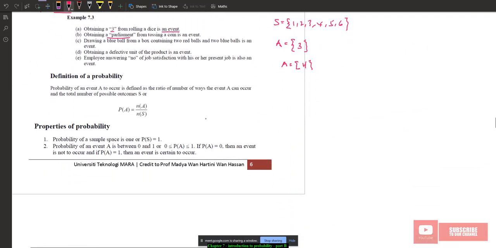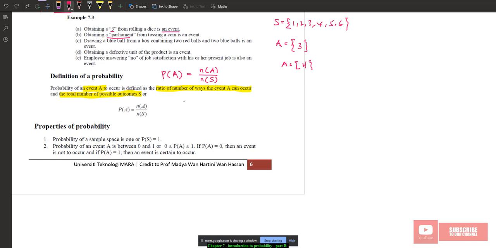Okay. Now we shall move to the definition of probability. The probability of event A is defined as the ratio of the number of ways event A can occur divided by the total number of all possible outcomes in the sample space. The usual notation of probability is P, so the probability of event A is P(A). The formula is the number of events in A divided by the number of events in the sample space. This is the definition of probability.